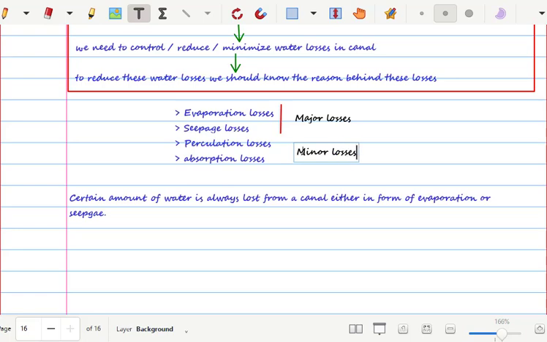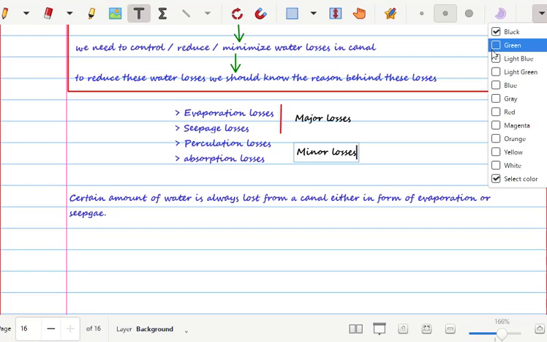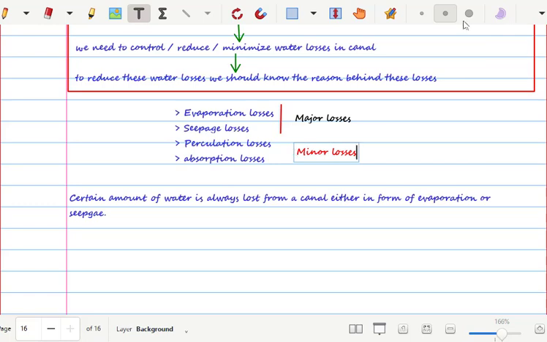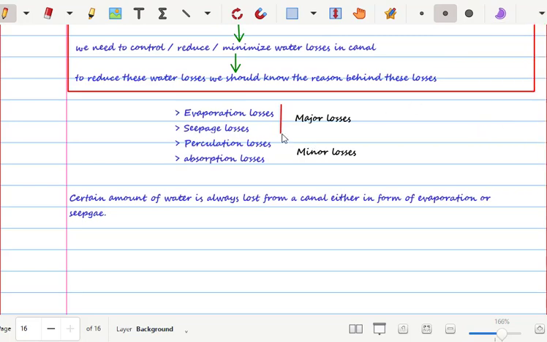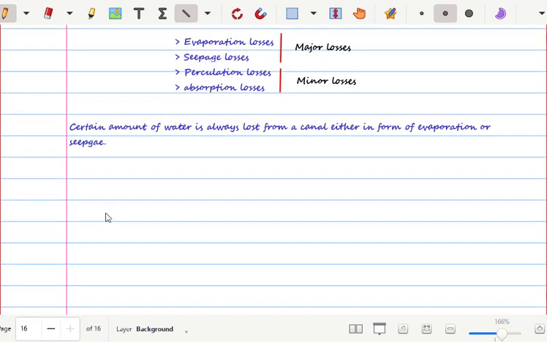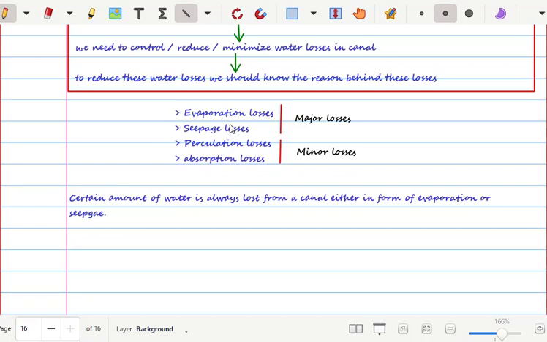So usually we ignore these two losses of water, percolation and absorption, because they are too minor to be considered. So these two are our minor losses. Okay. So let's start with our first major loss, evaporation loss. Let's see how evaporation loss occurs in a canal.